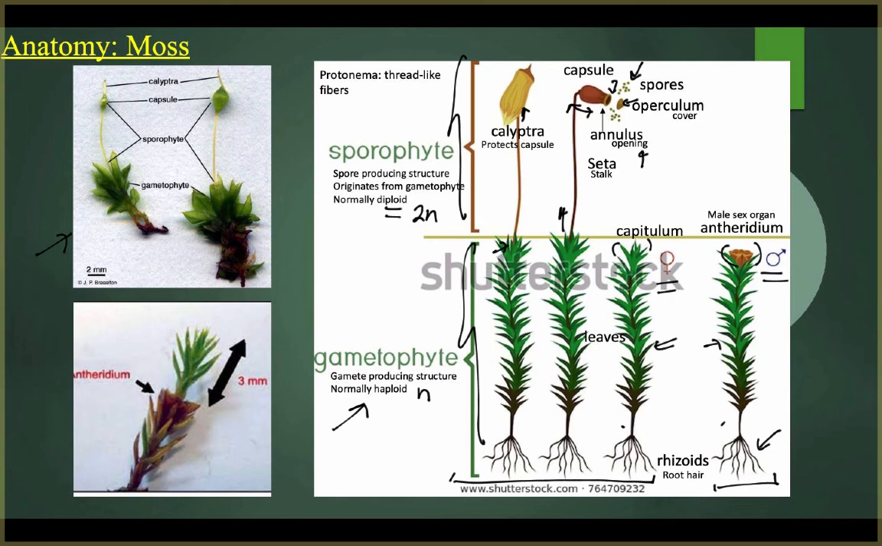But yes, you can use these images here to help you identify, hopefully, when you look at the pictures in the lab. Here, on the bottom, is the male, and you can see this brown structure is the antheridium. This up here is the female, and you can see this whole thing right here is the gametophyte. You can see the gametophyte in the top section, which is the capitulum. Then you can see the seta coming out, the capsule, and the cover that's around it, which is the calyptra.